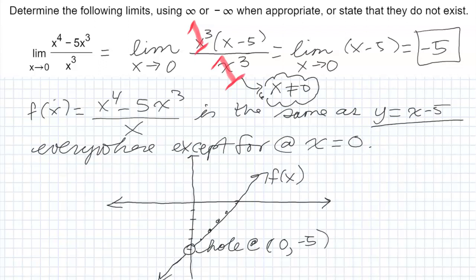Okay, so this right here is the graph of the function f of x, looking exactly like the line y equals x minus 5, except there is a hole at x equal to 0. And that's what the limit as x approaches 0 of that function equal to negative 5 visually means here.